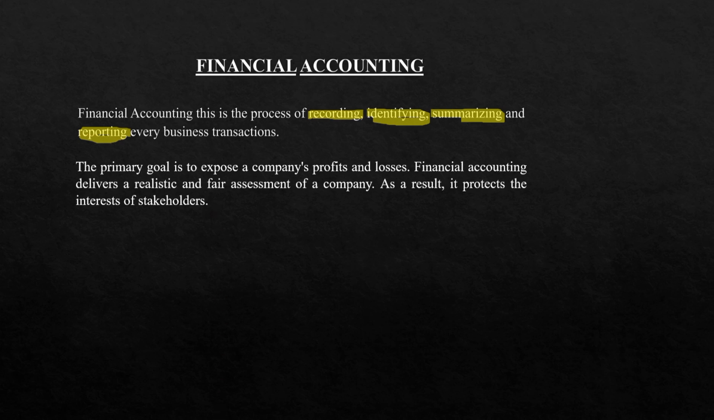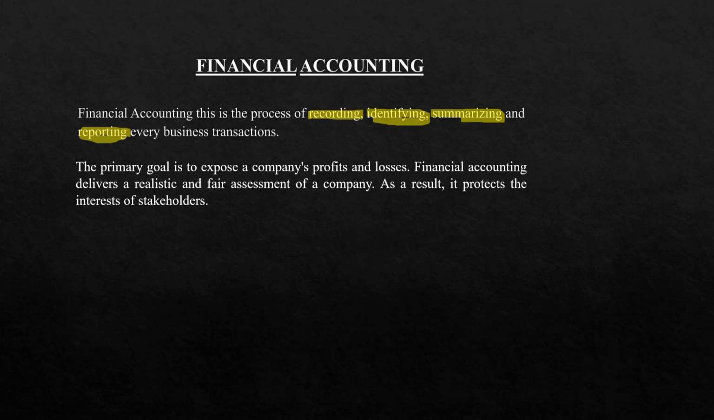So in business, whatever transaction you make, either buying, selling, you need to record. As long as revenue or money is involved, you need to record. So whatever you are buying, on the date that you make that purchase, you need to record. Whatever you are selling, the day you sold it, you need to record.